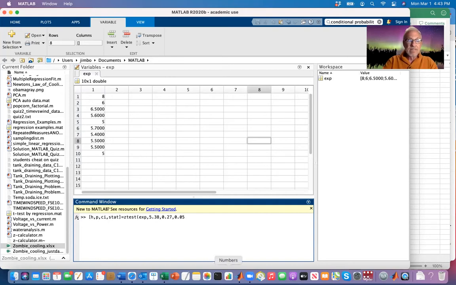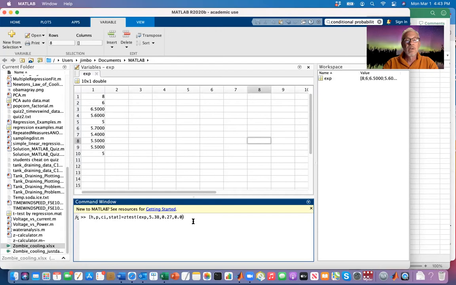Now let's do this as a two-tail test because I don't know what's going to happen with the spaghetti. So I'm going to split this up into 2.5% in the lower tail and 2.5% in the upper tail. Okay, so let's do this.